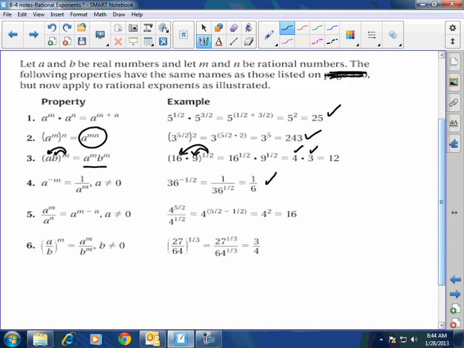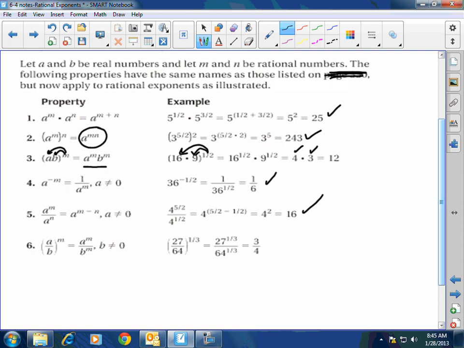When I have the same base and I am dividing them, I am going to subtract the exponents. So a to the m divided by a to the n is going to equal a to the m minus n. So if I have 4 to the 5/2 divided by 4 to the 1/2, same base, that's going to be 4 to the 5/2 minus 1/2, which is 4 to the 4/2, which is 4 squared, which equals 16.